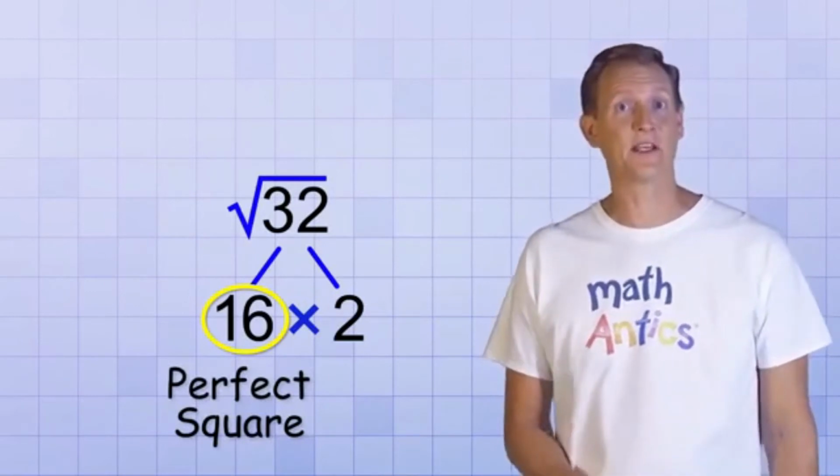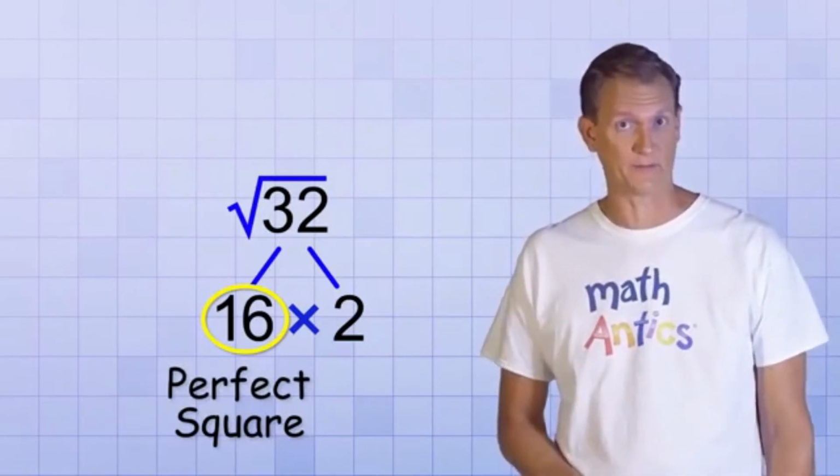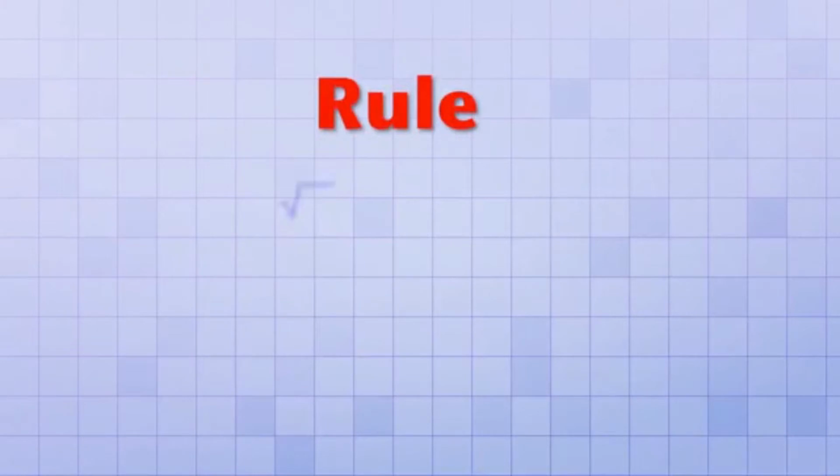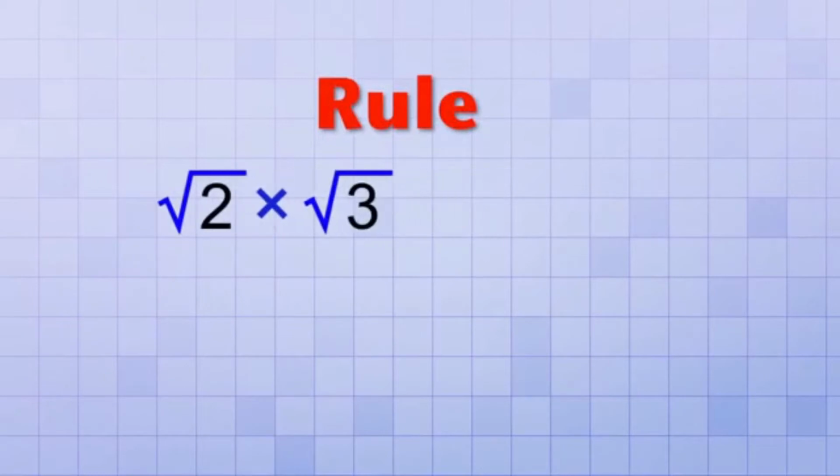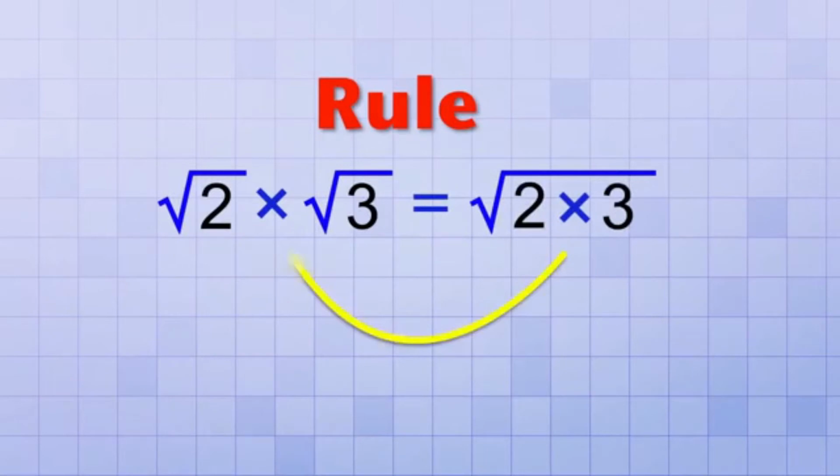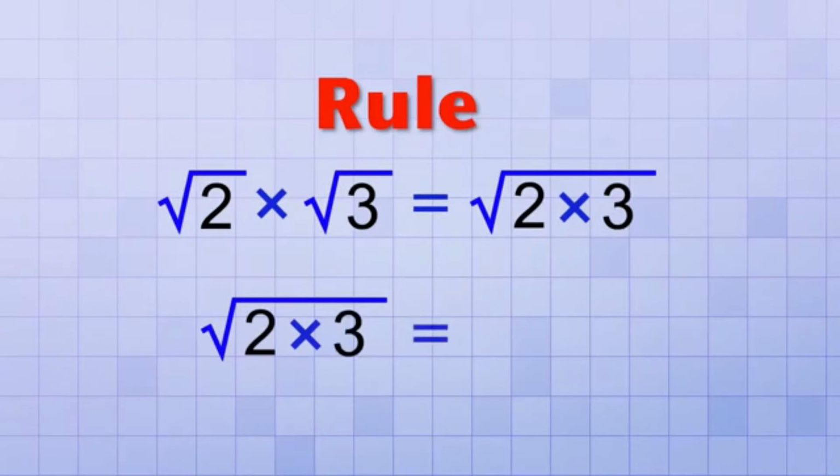Actually, it does, because of a particular rule about square roots. That rule says if you have two square roots that are being multiplied together, like the square root of 2 times the square root of 3, you can combine them like this, the square root of 2 times 3. And you can go the other way too and uncombine them. So if you start with the square root of 2 times 3, you could change it to the square root of 2 times the square root of 3.